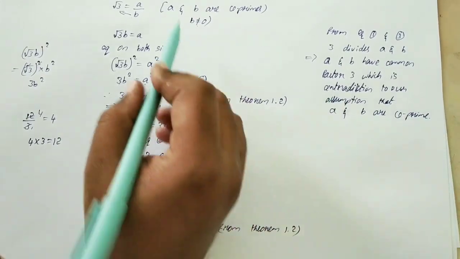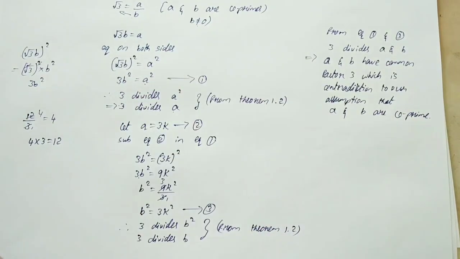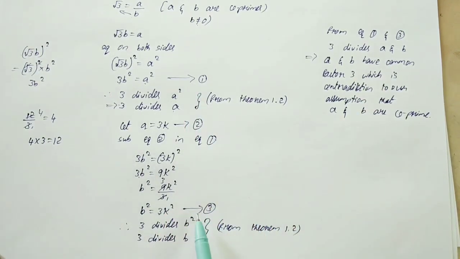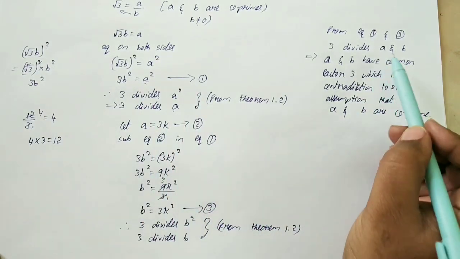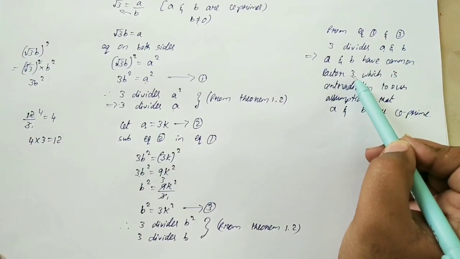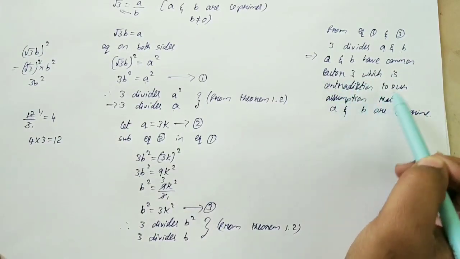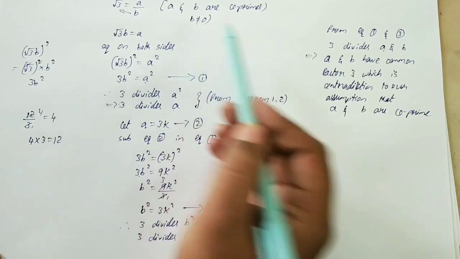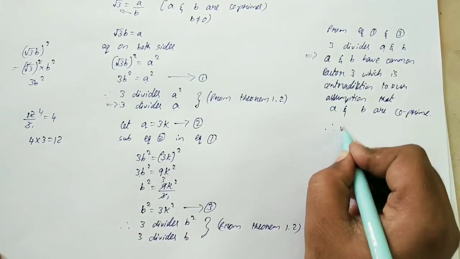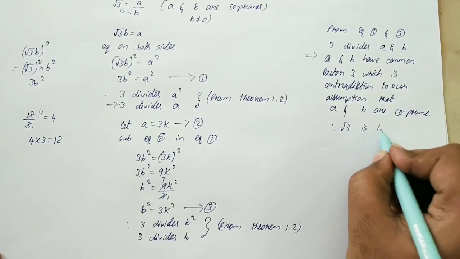So what is our assumption? a and b must be co-primes. Co-prime means common factor must be 1. But here from equation 1 and 3 we came to know that both a and b have common factor 3. So which is wrong to our assumption, right? So therefore root 3 is irrational.